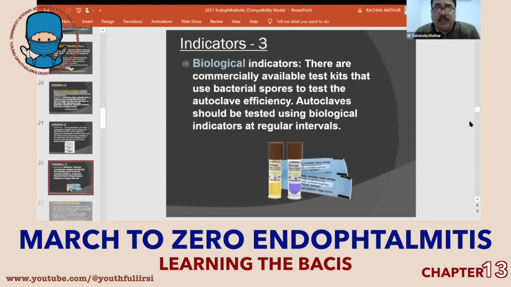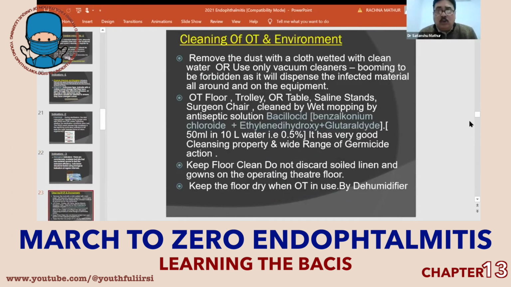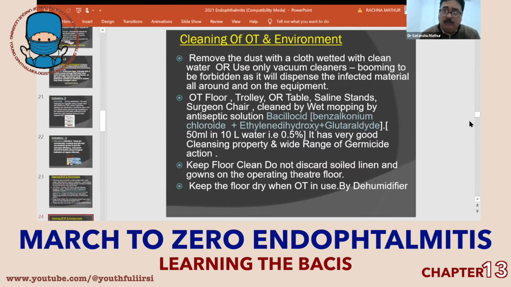Cleaning the OT: remove the dust with a clean wet cloth. Dry dusting is not allowed in the OT. It will spread infection to material all around and onto the equipment. The OT floor, trolley, everything should be cleaned with a bacillocid solution or other alcohol-based solutions. Keep the floor clean during the surgery. Do not discard soiled linen and waste in the operating theatre. Keep the floor dry; the OT can use a dehumidifier.